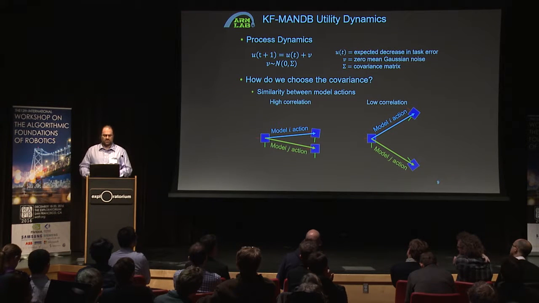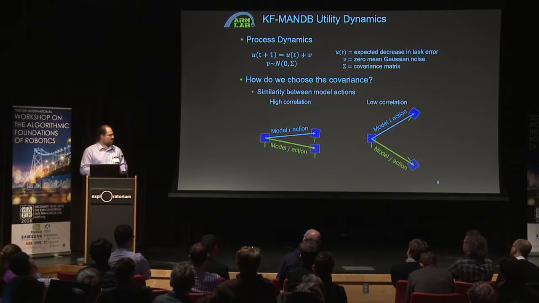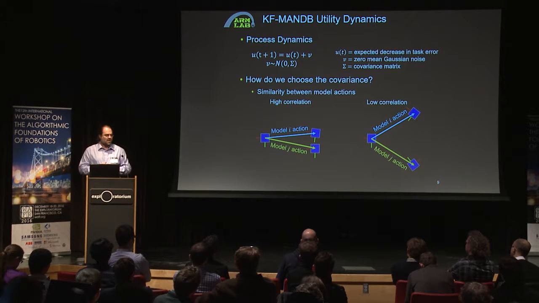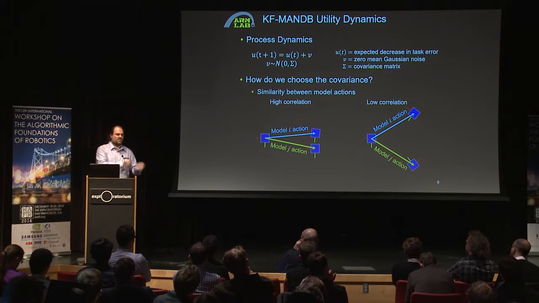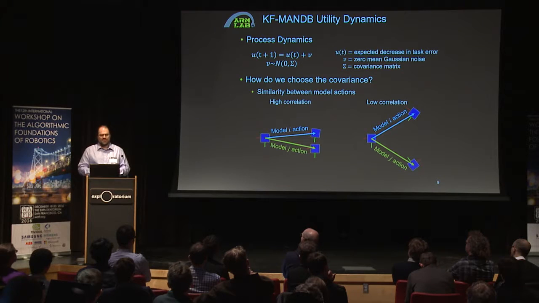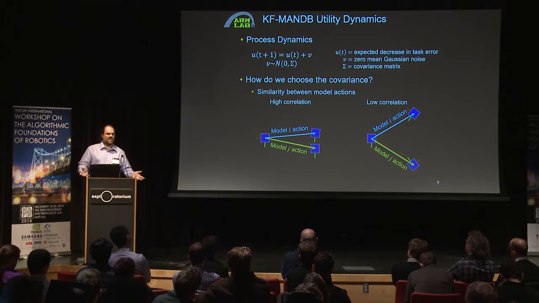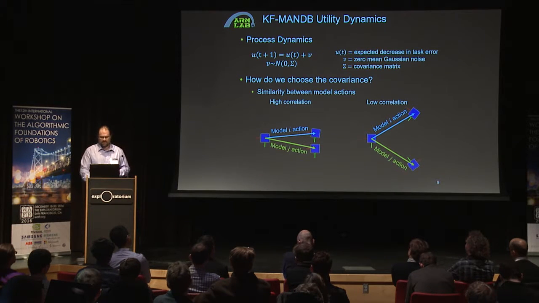So what we're going to do is leverage the similarity between model actions. If, for example, model I and model J produce a similar action at a given time step, we would expect them to have similar utility. We would expect them to perform similarly. So in the same vein, if two models produce dissimilar actions, one says move the grippers left, the other says move the grippers forward, we would expect them to have low correlation. There's not much information gained between the two.